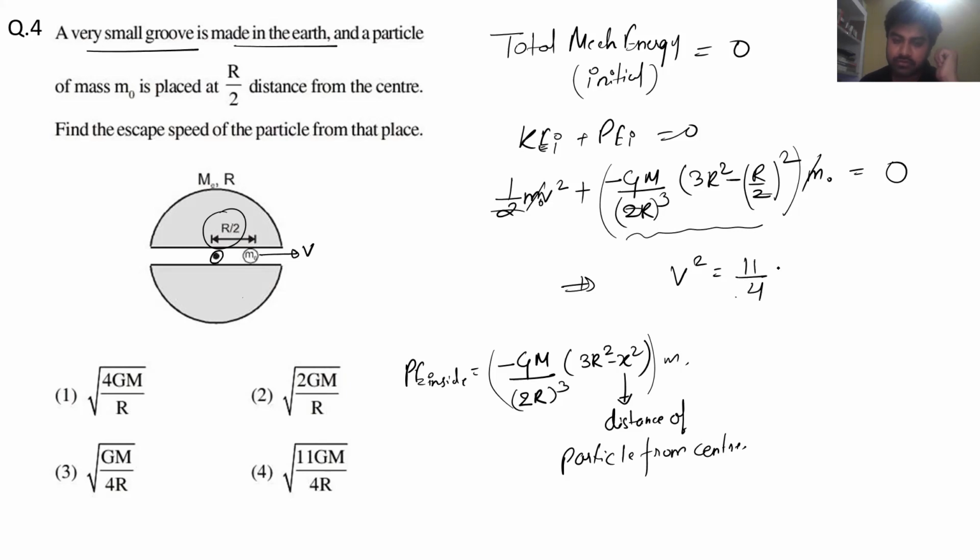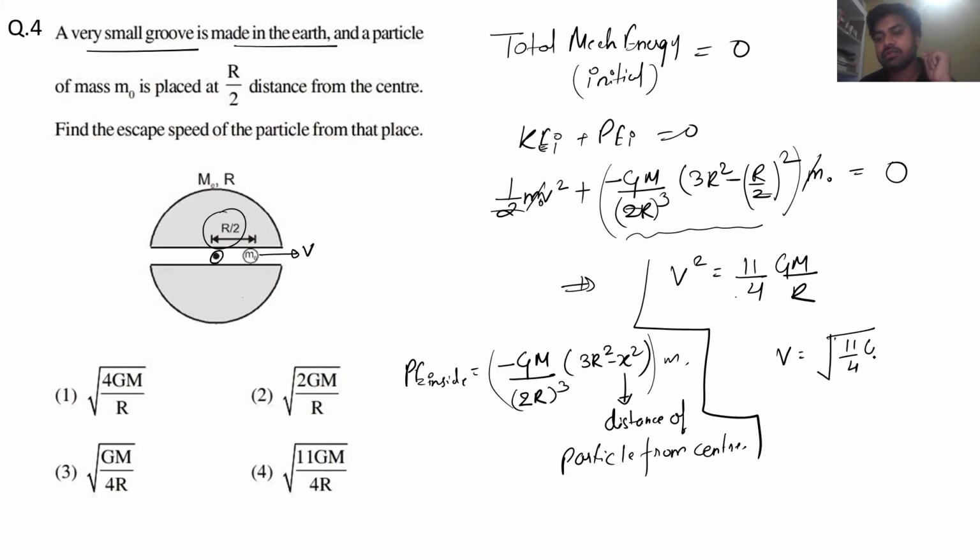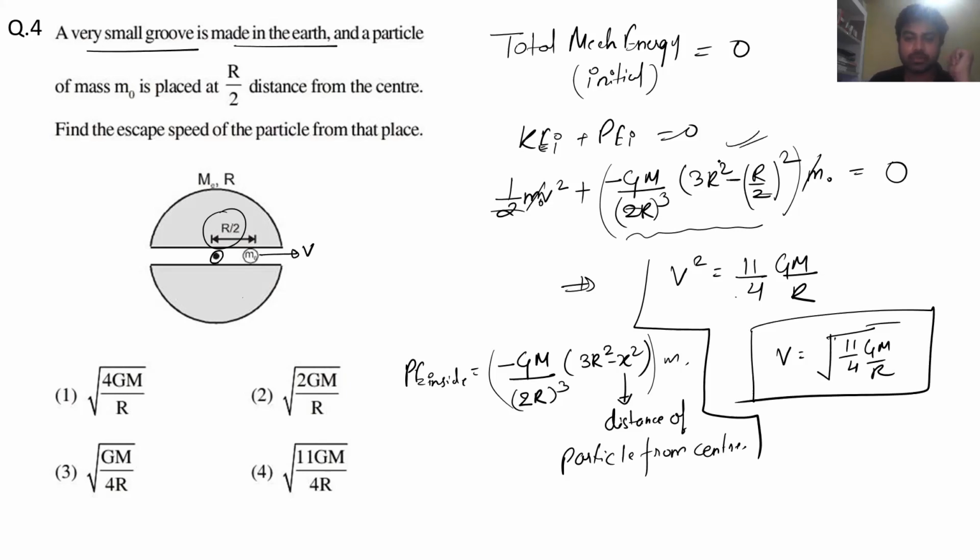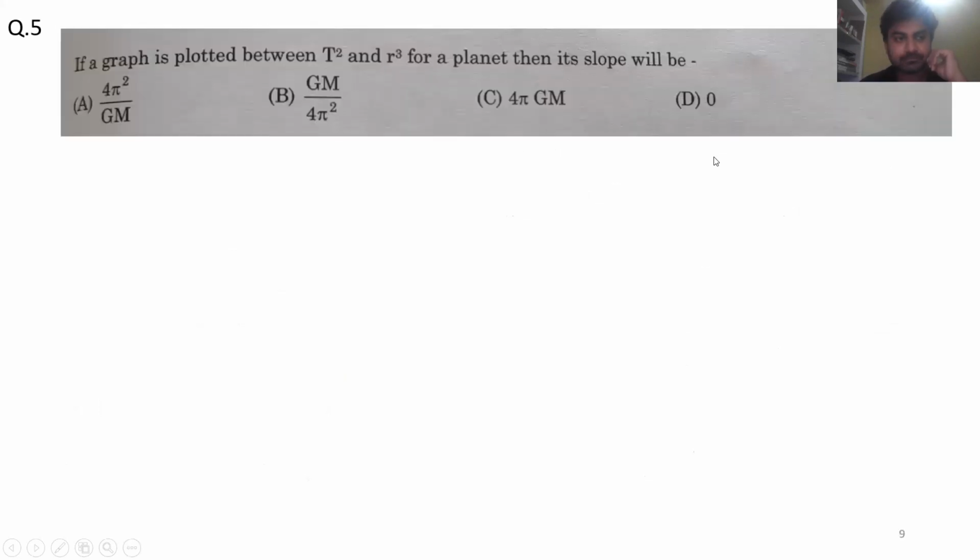11 by 4 gm by r. Okay, so v will be equal to under root of 11 by 4 gm by r. Just solving this equation, that's it, you'll get the final answer. Okay, let's move to the next one, which is question number 5.